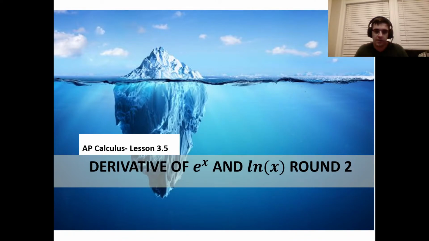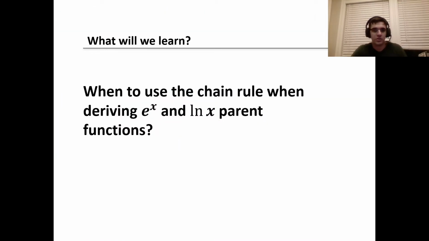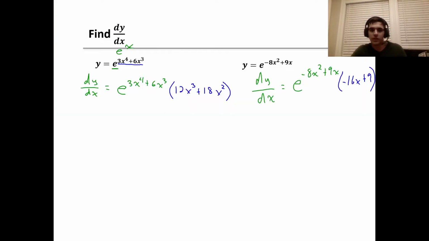So Lesson 5 here: derivative of e to the x and natural log of x, round 2. What we're going to do is talk about how to use chain rule with these derivatives. Okay, straight to examples. At first glance, it looks super nasty, but it's actually not that bad. If you have y equals e to the power of that long polynomial, 3x to the power of 4 plus 6x cubed, and we want to derive that, the parent function is e to the power of x, and the derivative of e to the power of x is itself, e to the power of x.